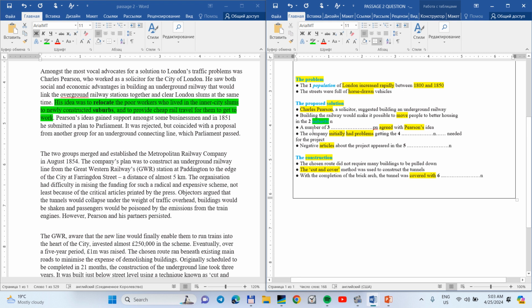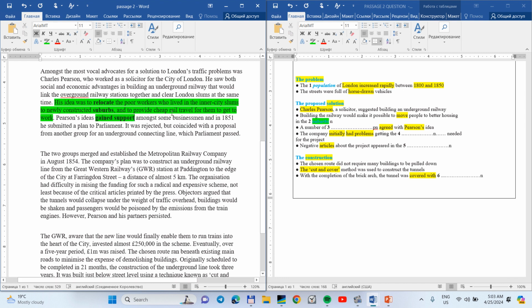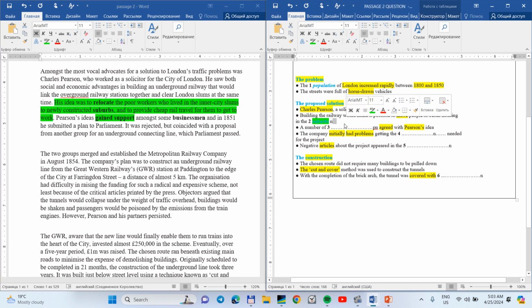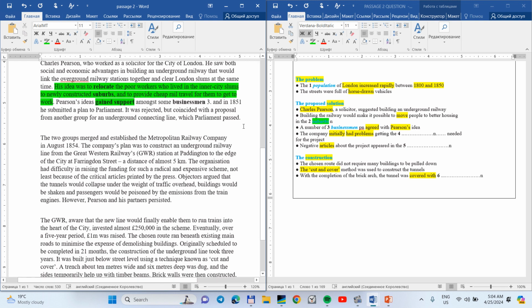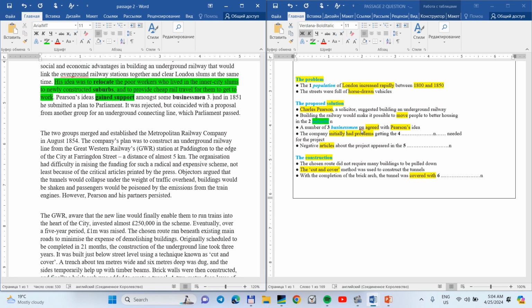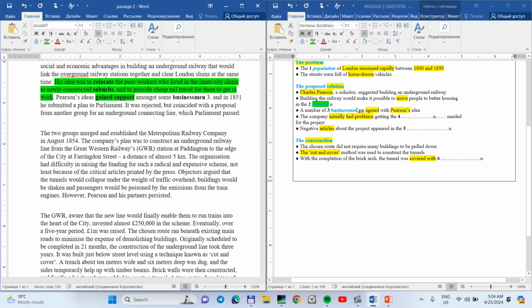Okay, now a number of people agreed with Pearson's idea. A number of who? Suppose gained support means agreed. Guys, gained support is agreed among who? Some businessmen. Businessmen is the answer. The answer for question 3 is businessmen. Okay, that's good. There's nothing about it yet.